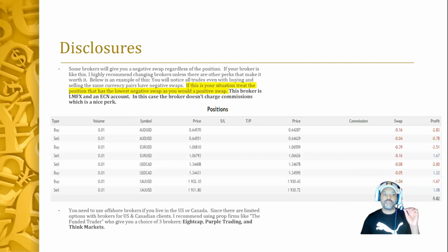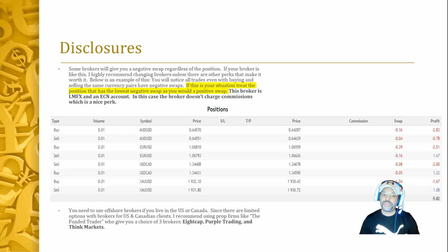All right, so a couple disclosures here. Some brokers will give you a negative swap regardless of the position. If your broker is like this, I highly recommend changing brokers unless there are other perks that make it worth it. Below is an example of this. You will notice all trades, even buying and selling the same currency pairs, have negative swaps. If this is your situation, treat the position that has the lowest negative swap as you would a positive swap. This broker is LMFX and an ECN account.